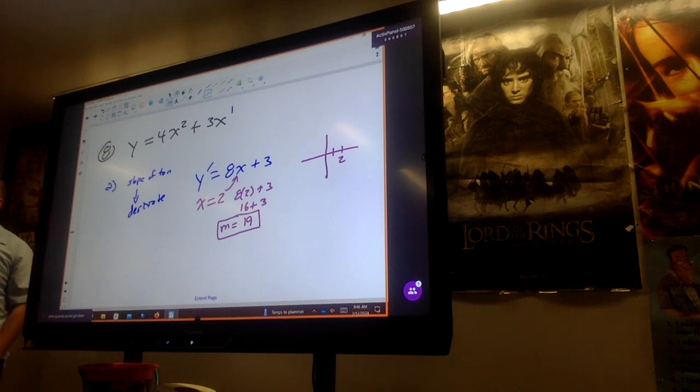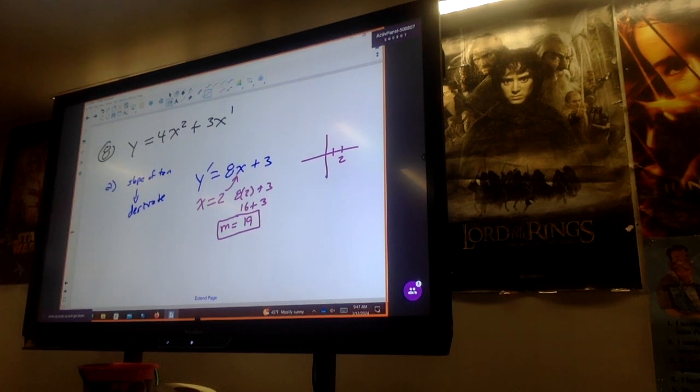Okay? So I took the derivative, I plugged in the x value at that point, that finds me the slope at that exact point. Okay? 19 is a positive number. That's a pretty steep slope, meaning that slope of that linear equation would go up 19, right 1.